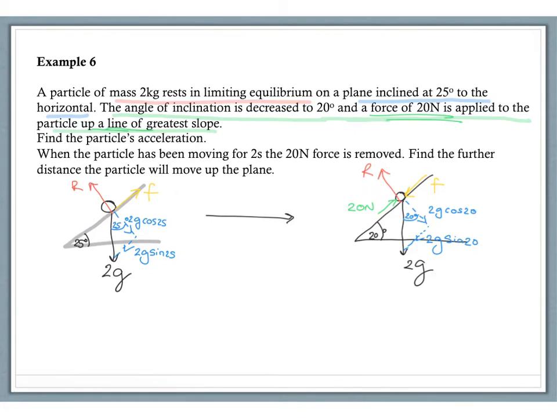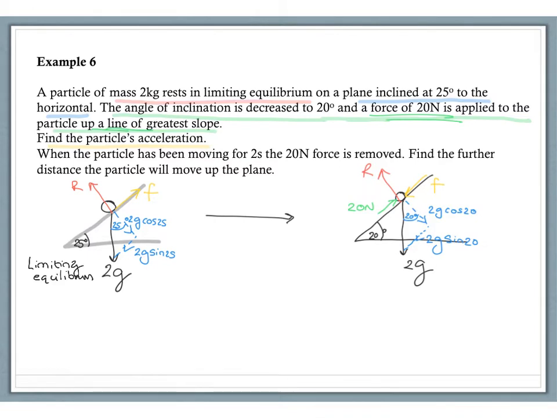So there's a number of things that we need to calculate. Find the particle's acceleration, first of all. So if we start with this, we need to have a look at the initial situation of limiting equilibrium, because this will give us some information we can then use. The slope doesn't change, it's just the angle of the slope that changes, and an additional force is included.